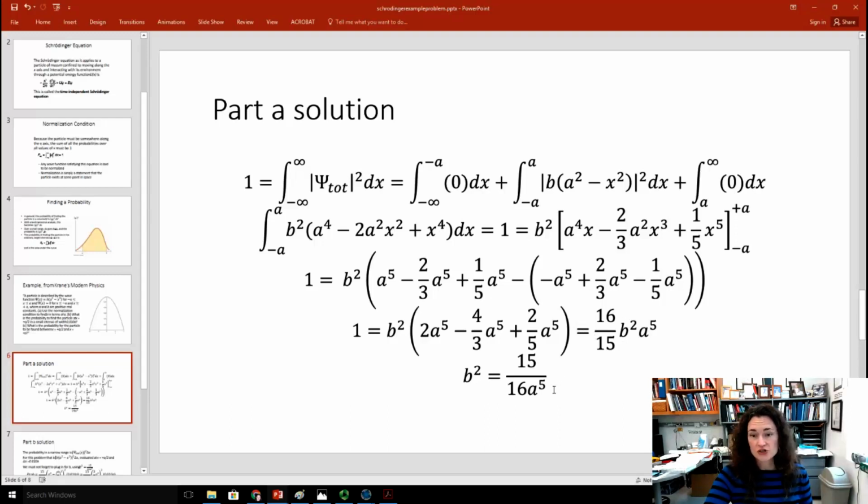Now this is all forced to equal 1 here, and so now I can solve for b squared in terms of a, and I get b squared is equal to 15 over 16 a to the fifth. And that's our solution for part A.